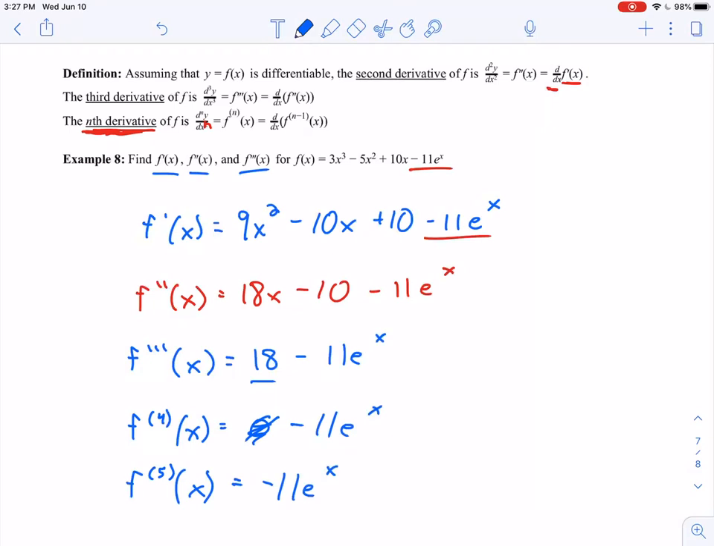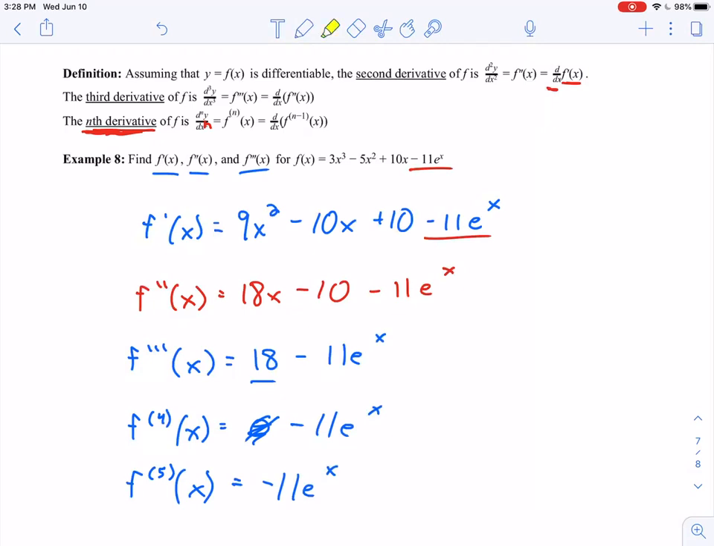So can we always assume that this is going to be happening? No, we can't. But sometimes if you take the derivative enough times, you can start to identify a pattern, and you will be able to talk about higher order derivatives if you can identify the pattern.